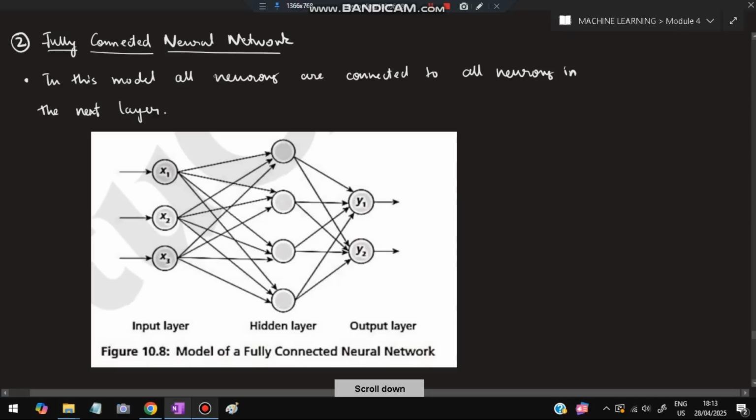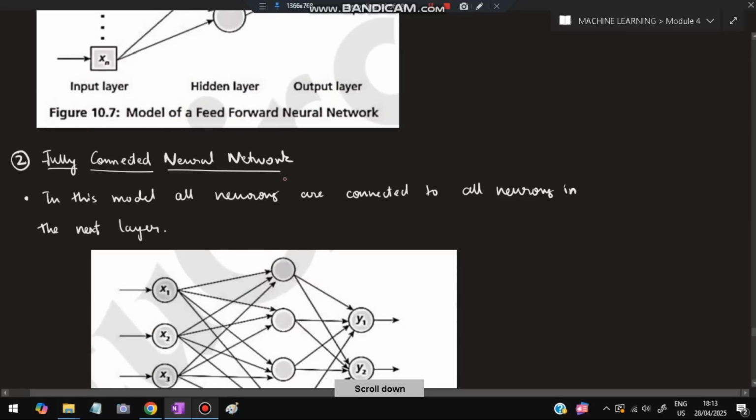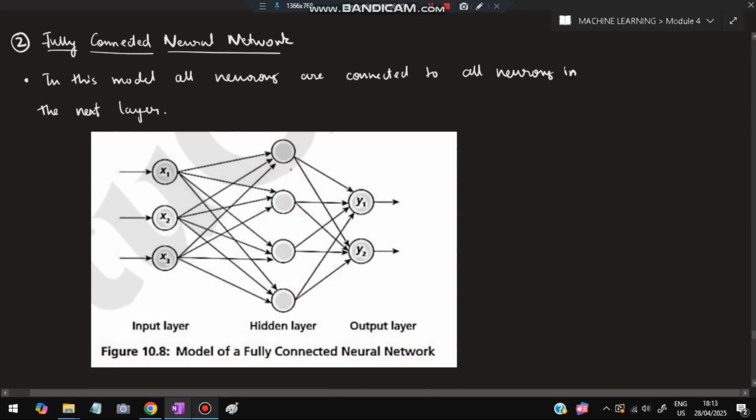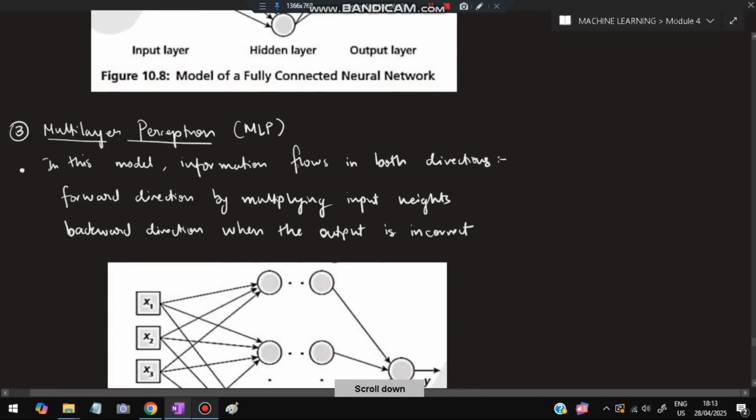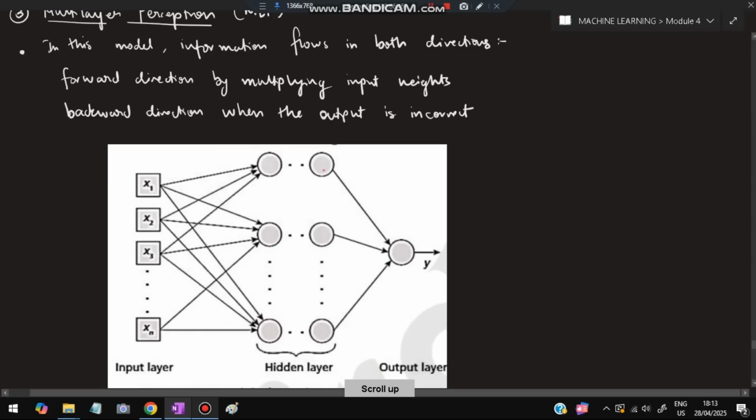Next one is the fully connected neural network. Here every node is connected to every other node in the layers. This is connected to this and this and this. Like that, all nodes are connected to all nodes. That kind of layer is called a fully connected neural network. Next is the multi-layer perceptron. Here we'll have different types of layers, and these layers will go back and forth.